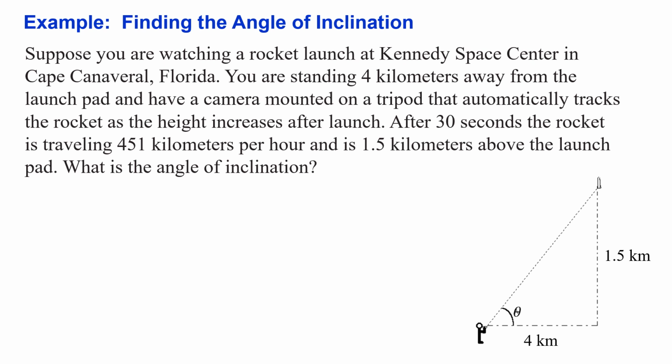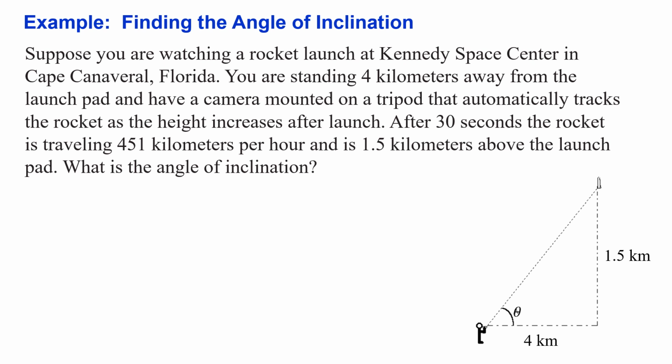After 30 seconds, the rocket is traveling 451 kilometers per hour and is 1.5 kilometers above the launch pad. What is the angle of inclination? In this figure, we've drawn a right triangle where the horizontal leg represents the distance from the camera to the launch pad, which is 4 kilometers, and the vertical leg represents the height of the rocket after 30 seconds, which is 1.5 kilometers. The hypotenuse of the triangle is the distance from the camera to the rocket when it's 1.5 kilometers high, and the angle of elevation, we've denoted theta, lies between the horizontal leg and the hypotenuse.